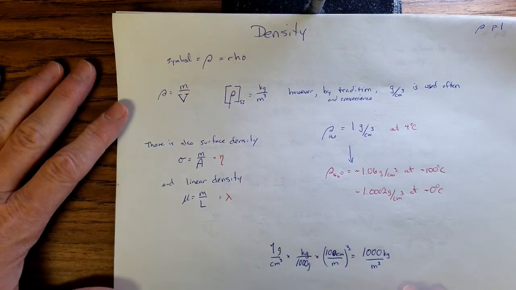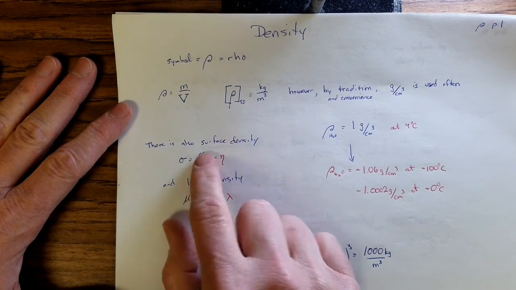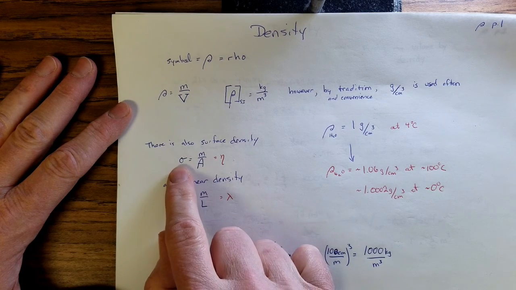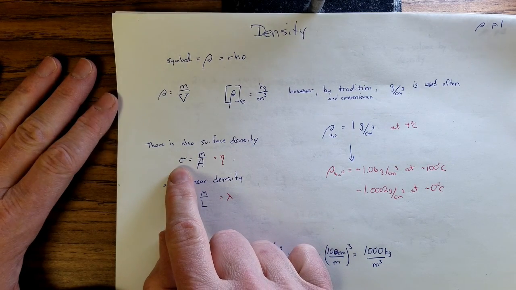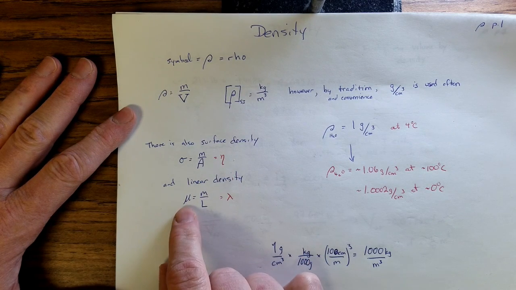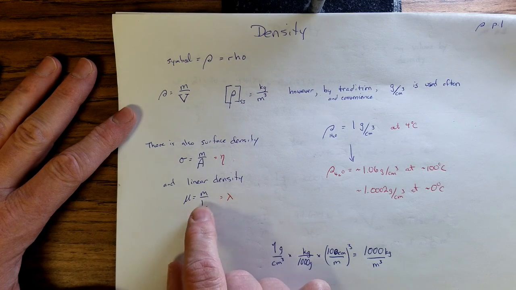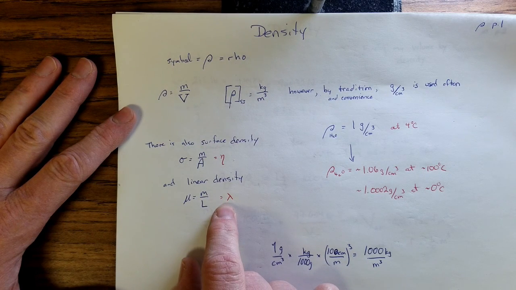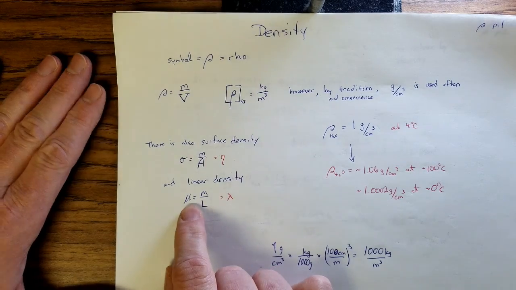Now, just as a side note, there's also something known as surface density, which is mass over area, and the symbol I typically use is the lowercase sigma, although the eta is also used in some textbooks. And then linear density, mu, is mass over length, and sometimes a lambda is used for linear density, but I tend to use the mu.